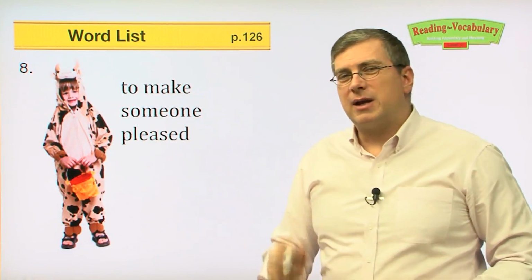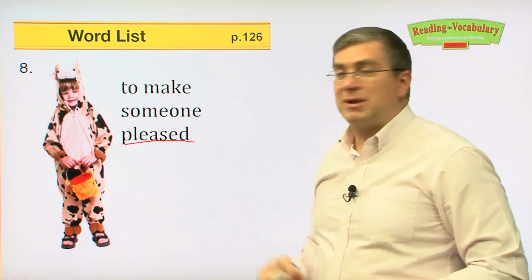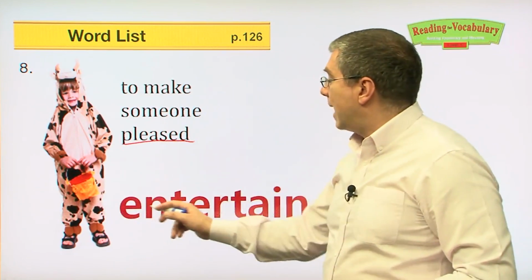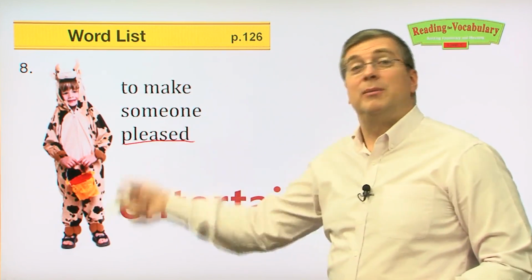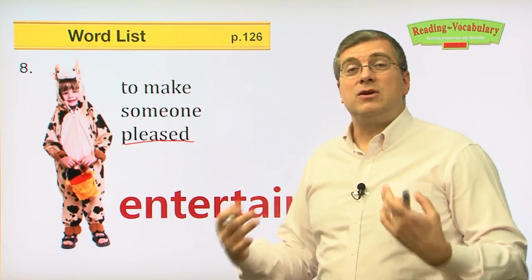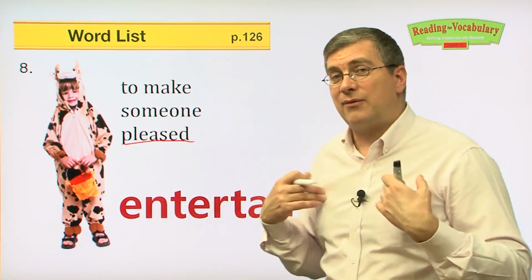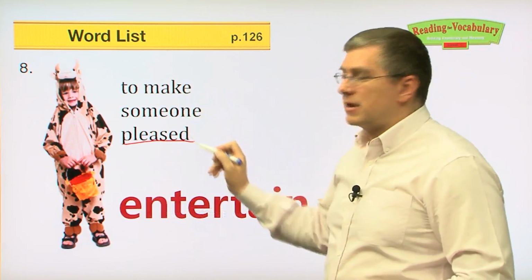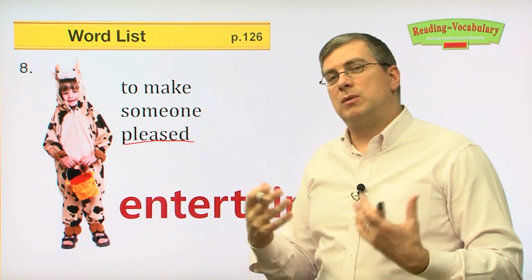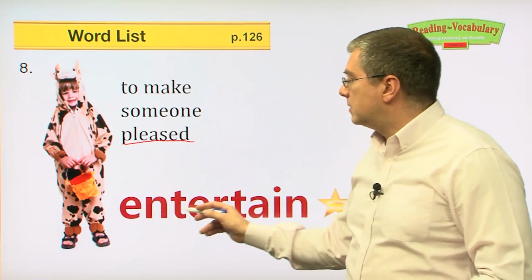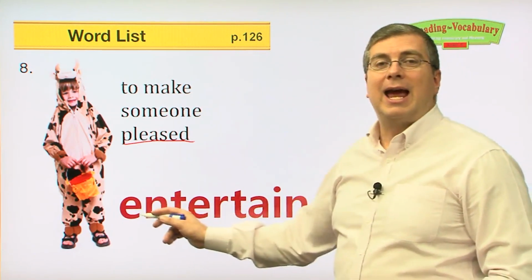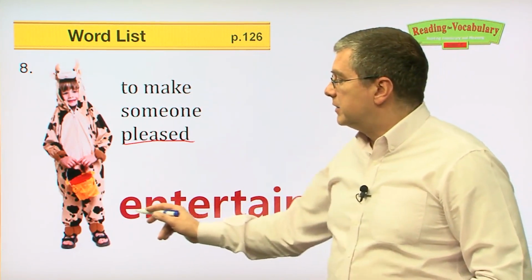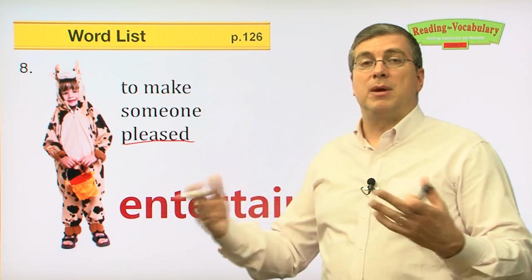Okay, next one. To make someone pleased. To make someone pleased, pleased also means happy. To entertain. We just saw Mr. Bean, right? He uses humor to make us laugh. He entertains us. So to make someone happy, to make someone pleased, is to entertain. Entertain. To entertain is to make people happy.